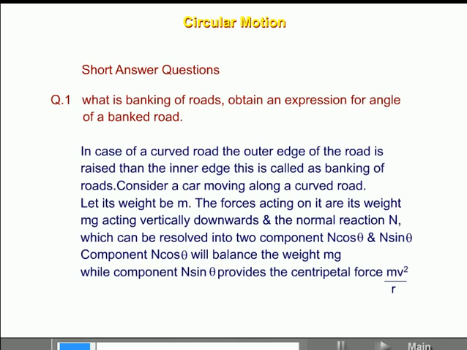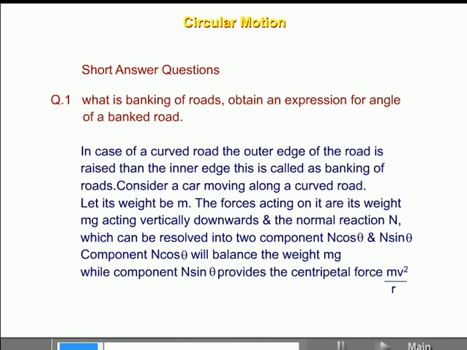In case of a curved road, the outer edge of the road is raised than the inner edge. This is called as banking of roads. Consider a car moving along a curved road. Let its weight be m. The forces acting on it are its weight mg, acting vertically downwards, and the normal reaction N, which can be resolved into two components N cos theta and N sin theta.